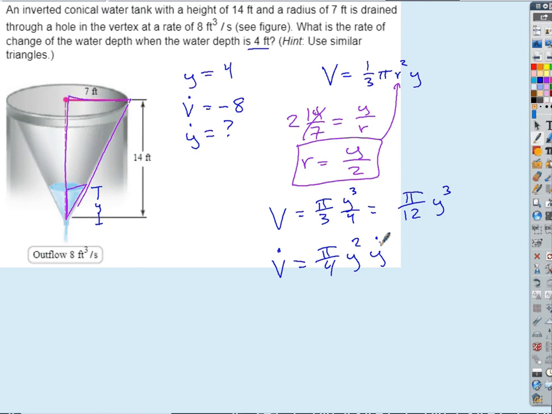Okay. So the moral of the story on this one is you always want to try to write this as a function of a single variable if possible. And in this case, the variable is y. Okay? You could do it the other way, but it's just a lot more work.